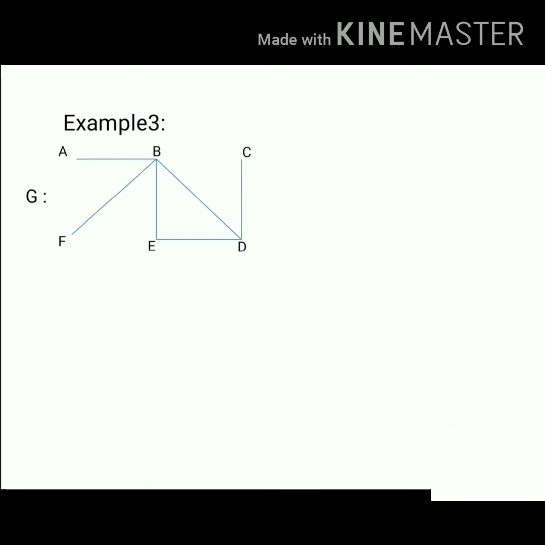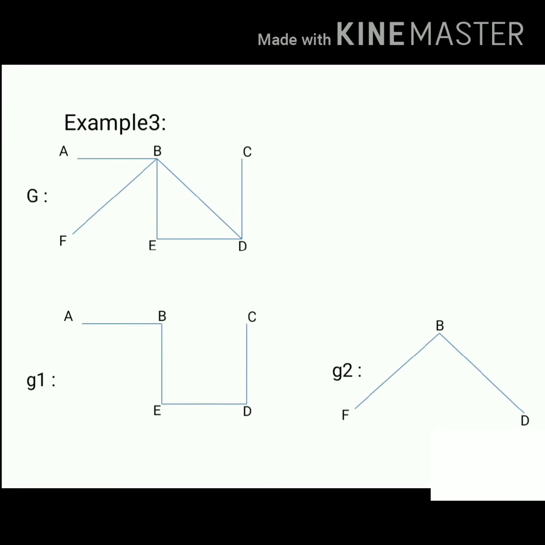Here is one more example, with edges A, B, C, D, E, F. This is a graph G and it is decomposed into two graphs G1 and G2. When we merge these two graphs, it becomes a single graph G and the intersection is null.